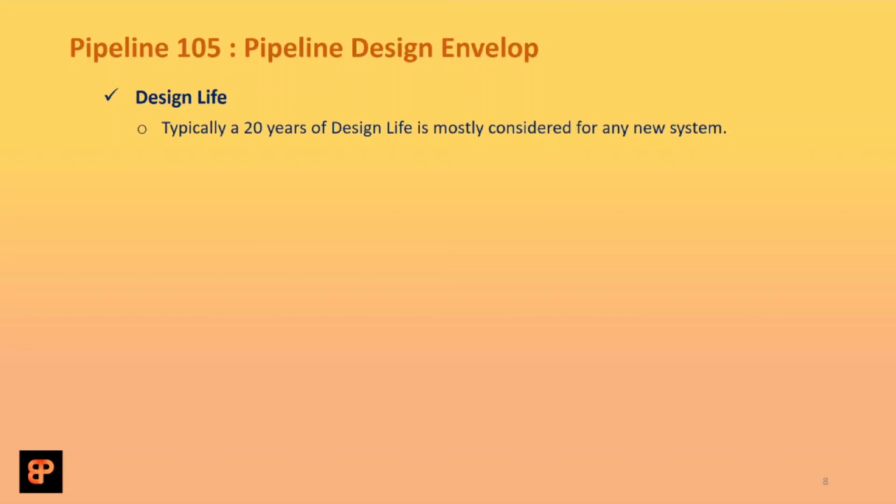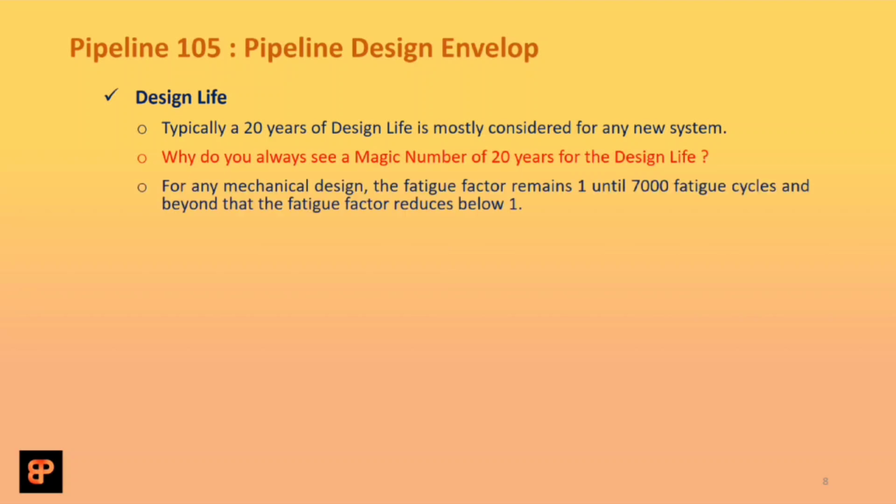After doing some review of the standards and some requirements, I realized that the 20 years came from a certain criteria. Let's see that. Okay, so this is a magic number of 20 years. So why 20 years? Whenever you do a mechanical design, for the thickness calculation, the mechanical design criteria is applied and the fatigue factor is applied. Whenever the fatigue cycles exceed 7,000, the fatigue factor reduces below 1. That means it will have an impact on the thickness or system design.